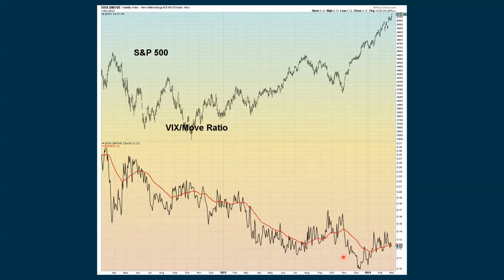Then we do a ratio between the VIX and the MOVE index, and I follow mainly the moving average. When this is going down, that tends to be positive for stocks. When this is going up, that's negative for stocks.